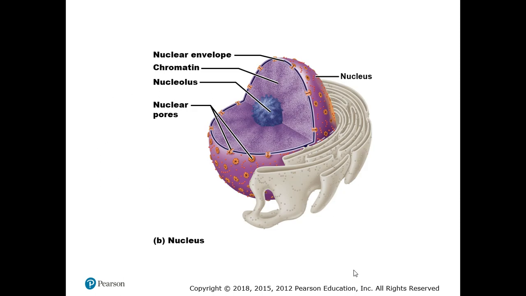So here we have the nucleus. You can see that we have the nuclear envelope with the chromatin scattered throughout the nucleus, and then the dense middle where the nucleolus is formed.